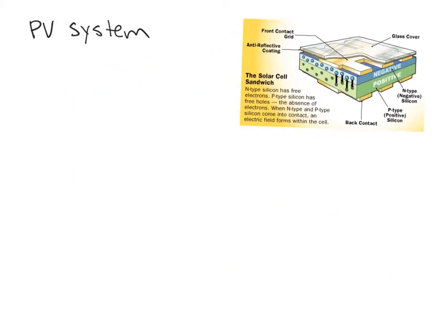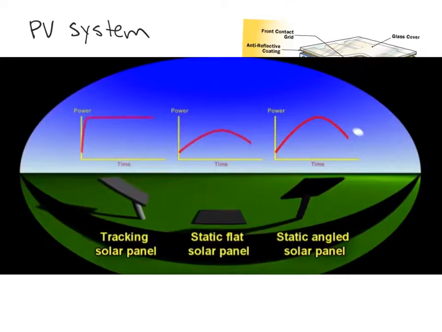Move this over here. There are different types of solar panels. There's a tracking solar panel that tracks the sun as it moves throughout the day. There's a static flat solar panel, and then there's an angled solar panel, and this is what the power outputs look like over time. So obviously the tracking solar panel is going to be the most consistent power. If you're interested in this, go check out the video that I linked in the topics page about the Smart Flower solar panel.